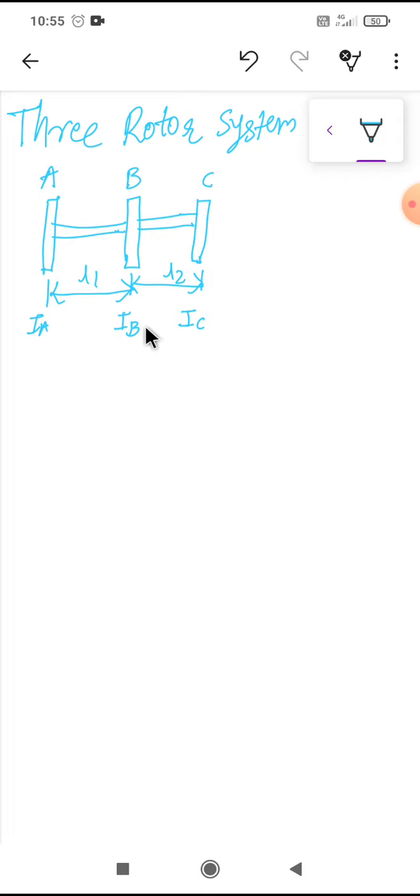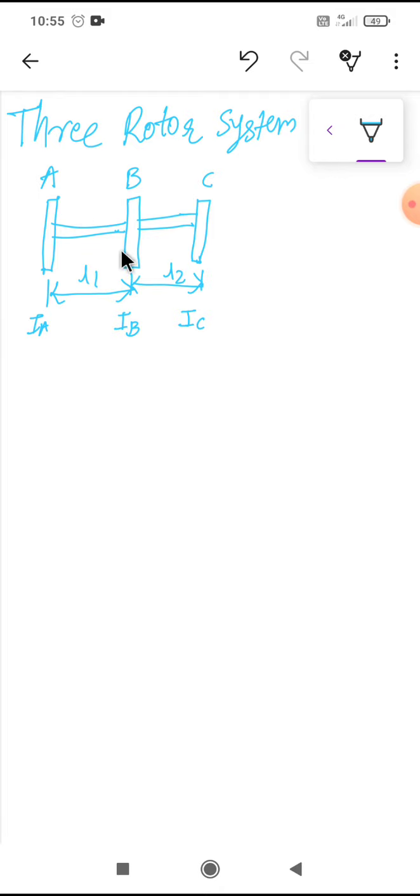Now, what are the cases in which the vibration can occur? Whenever there is a phase difference, in that case only vibration will occur. If all three rotors are moving without any phase angle, then there will be no vibration. So whenever there is vibration, it means there is a phase angle, and a phase angle will occur when the rotors might be somewhat in opposite directions.